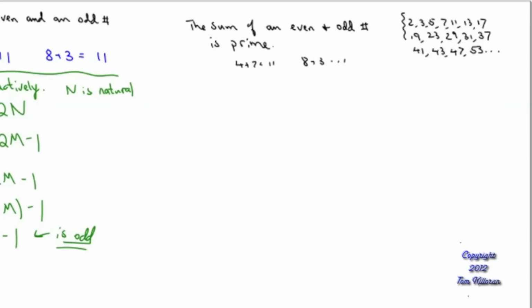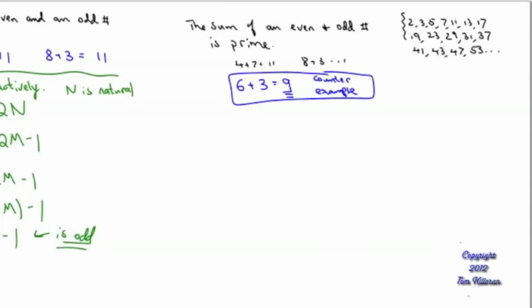I'll give you a hint. Start with 6. Add 3. 6 plus 3 is? And 9 is definitely not a prime number. So this is what's called a counterexample.